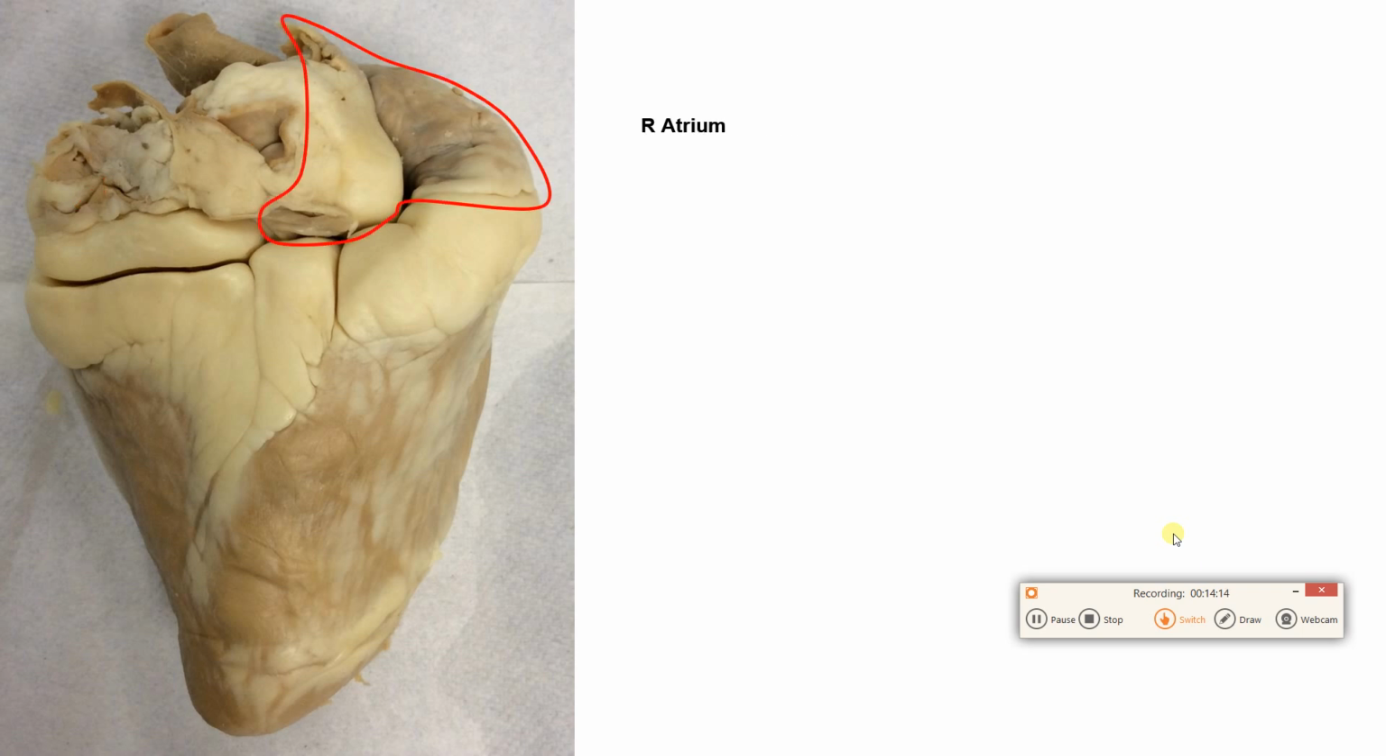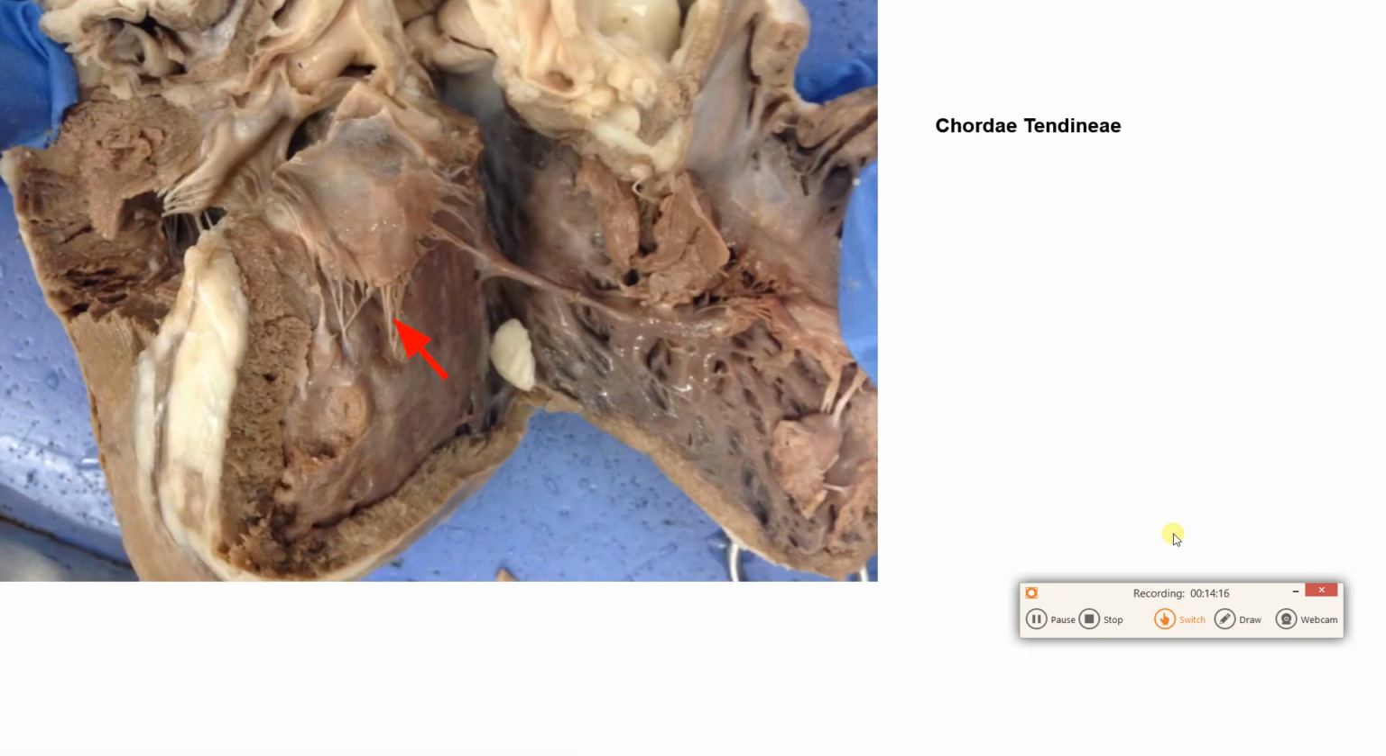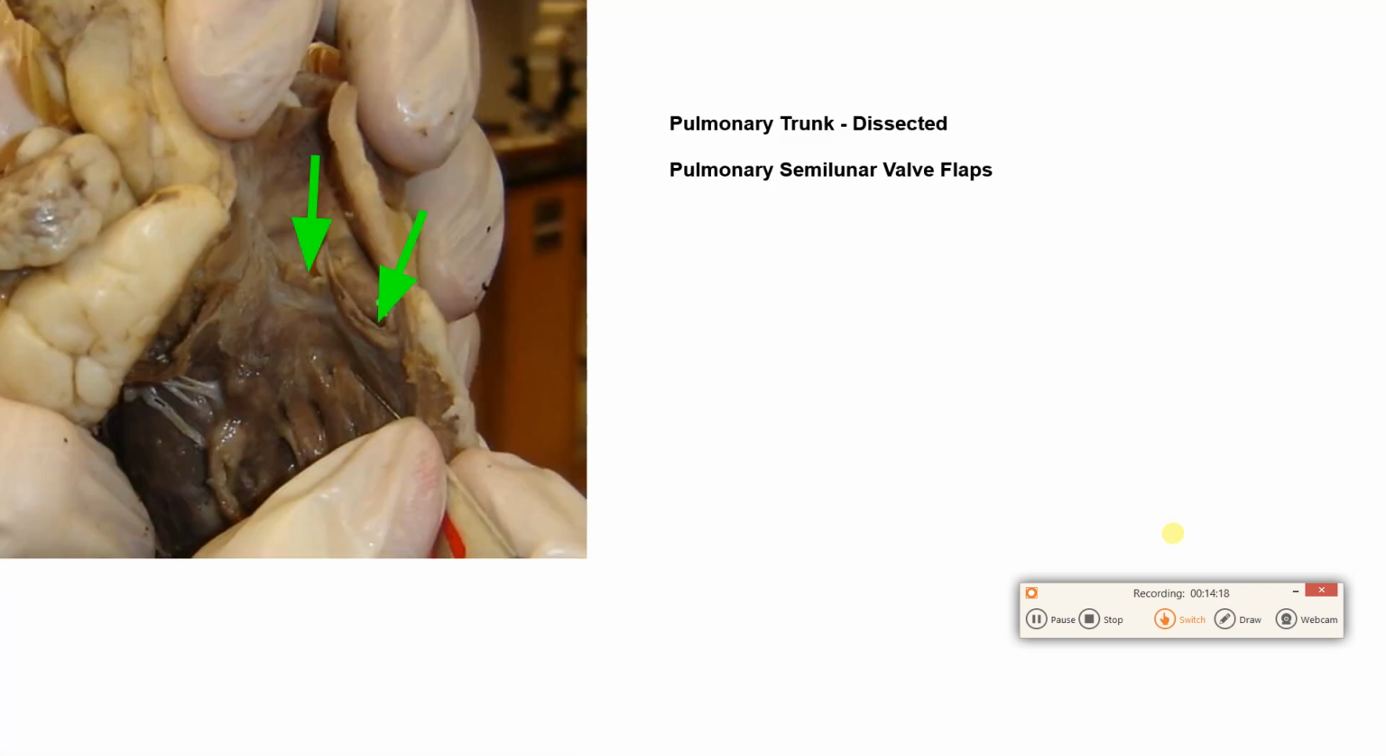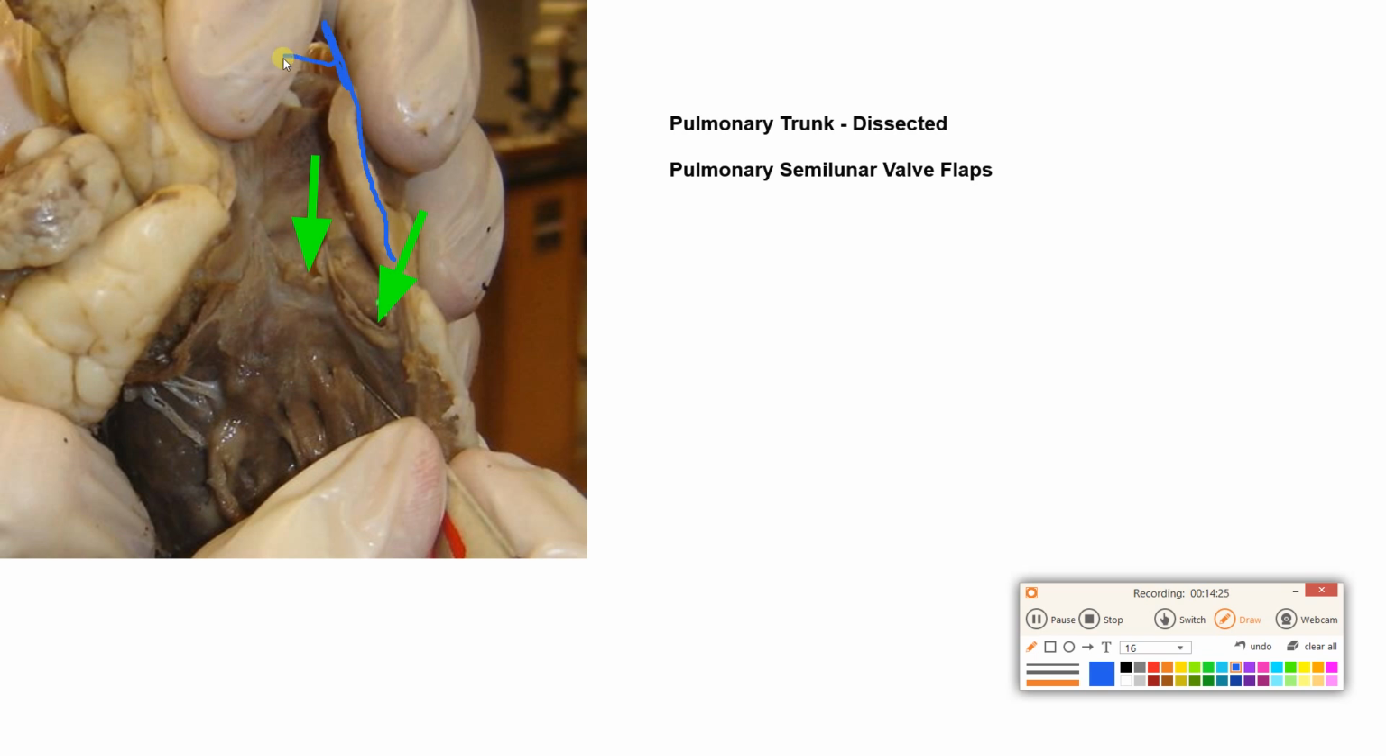And I'm going to jump back. There it is. So this is the pulmonary trunk right here. It's going up, it's going down. There's my thumb and my fingers. And this is the base of the pulmonary trunk. What I see here are these little valve flaps. These are pulmonary semilunar valve flaps.